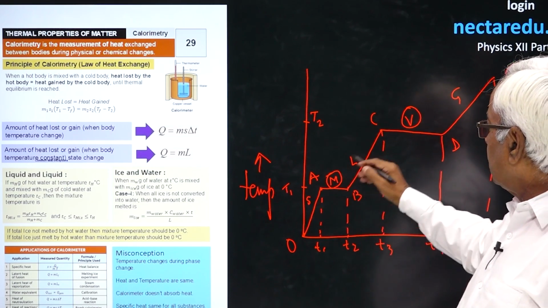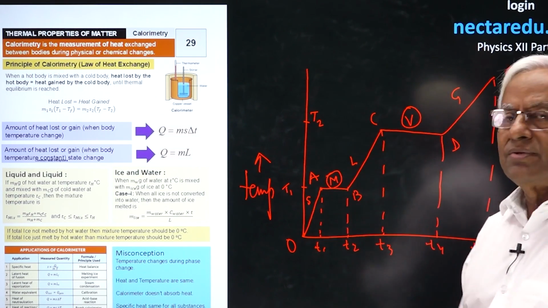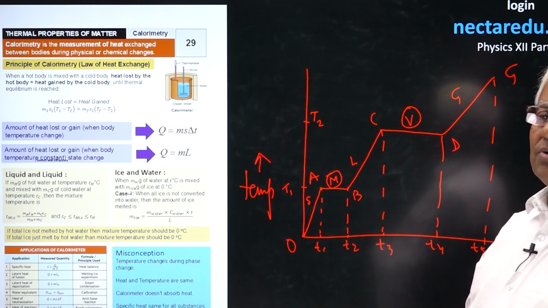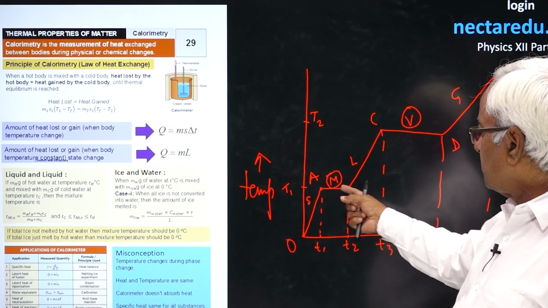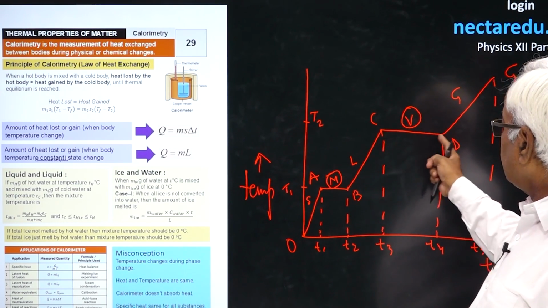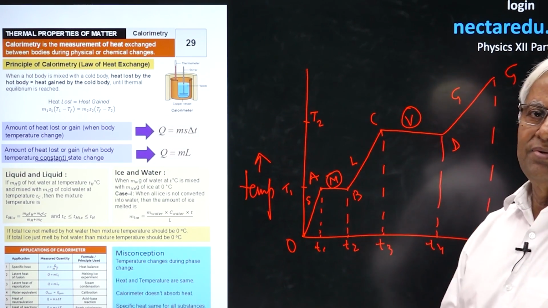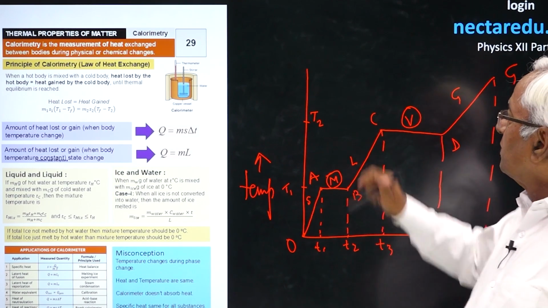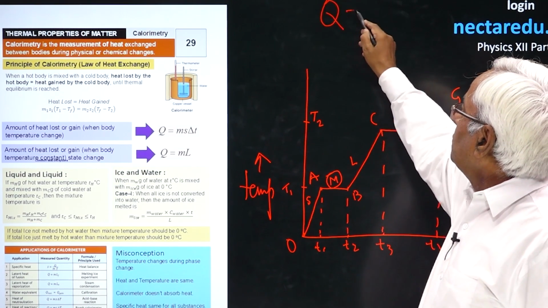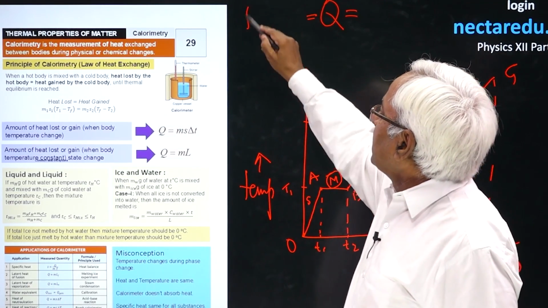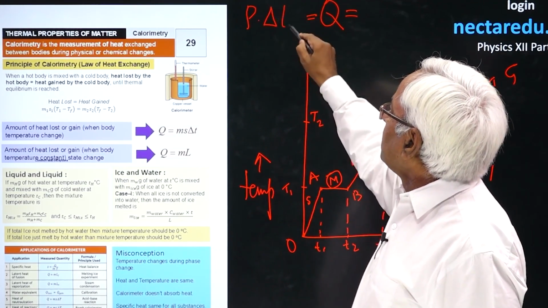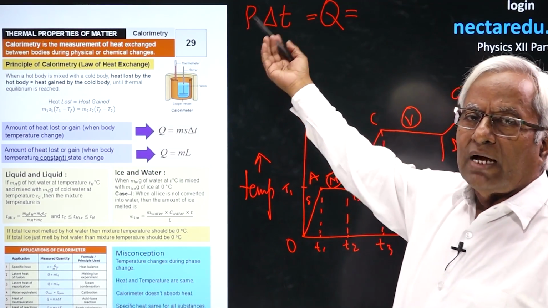So, solid, liquid and gas, three stages in the heating process you notice, and when there is change of state, it is A to B, that is solid to liquid, and C to D, that is liquid to gas. Now here we are using a heater having constant power, so the heat supplied will be given by power into time interval.